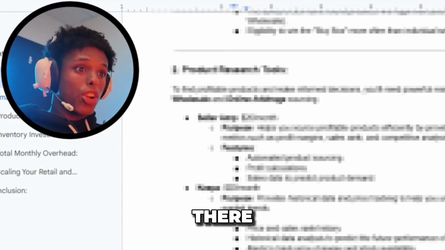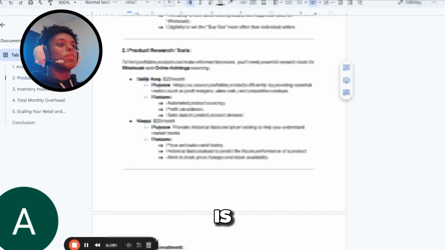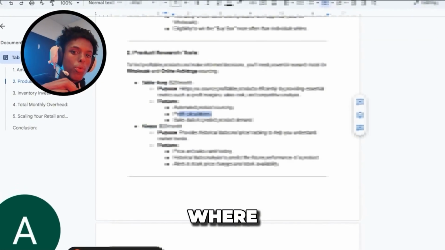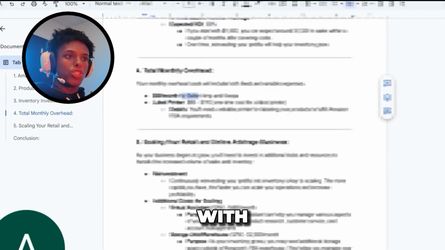There's a lot of softwares out there, right? Two softwares that you're gonna buy: SellerAmp and Keepa. SellerAmp is gonna be your profit calculator. Keepa is where we're gonna see if we're gonna actually make our buys or not. I did my first 10K month with just SellerAmp and Keepa.